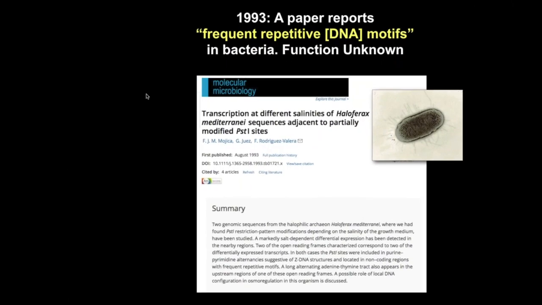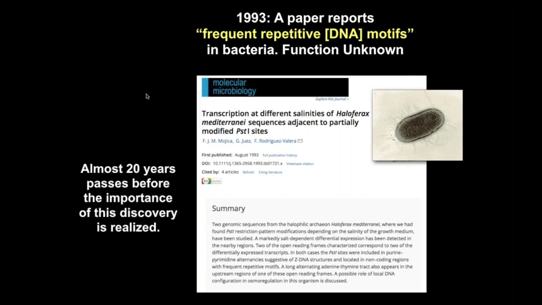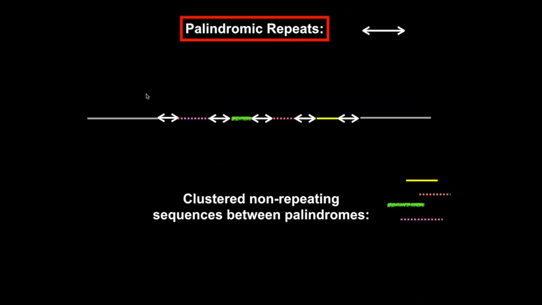So here's what I want to move on to. In 1993, more than 20 years ago, a paper reports something: frequent repetitive DNA motifs in bacteria of unknown function. It was a very obscure paper at first, and almost 20 years went by before the importance of this discovery was realized.